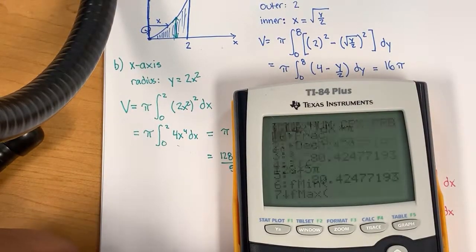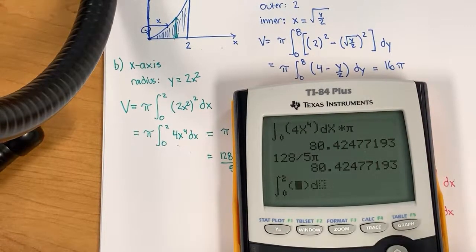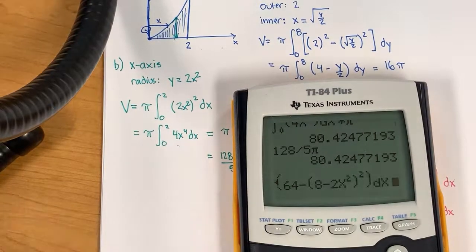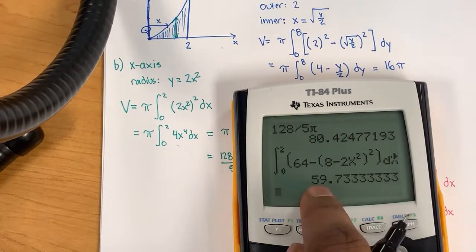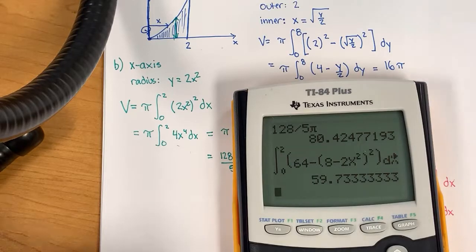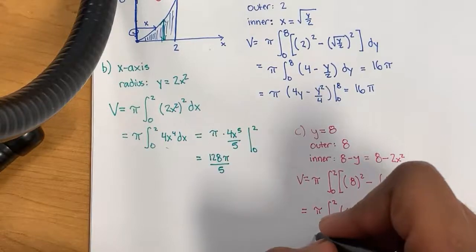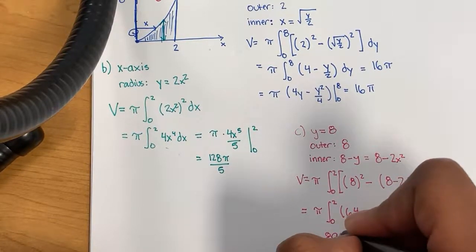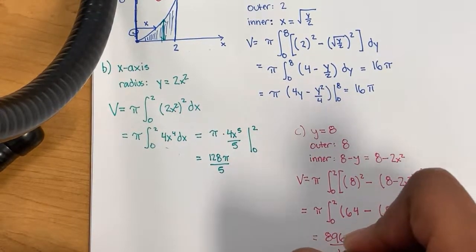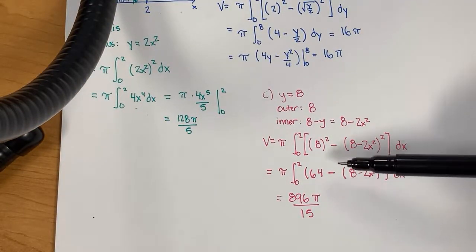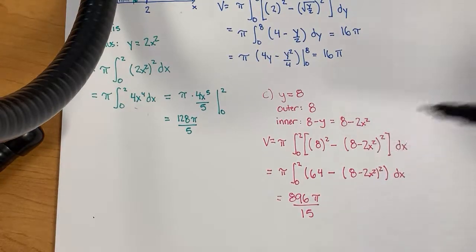We have math 9, the integral from 0 to 2 of 64 minus (8 minus 2x squared) squared dx. And we get 59.733, which as a fraction is 896 pi over 15.